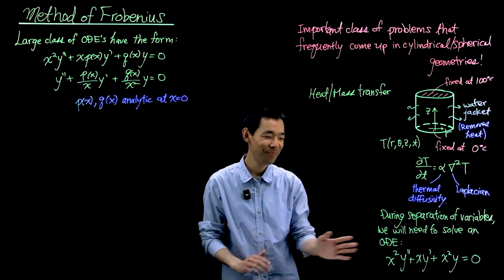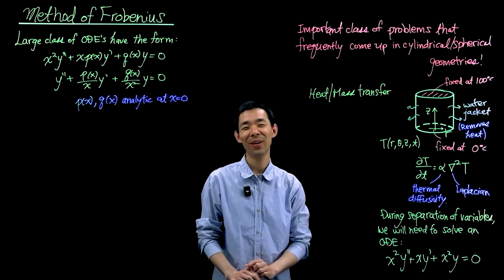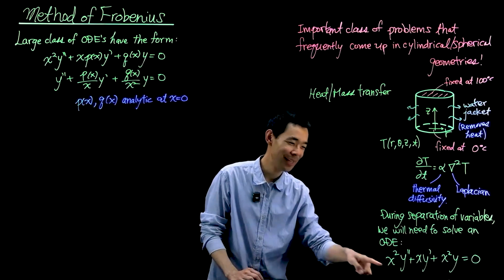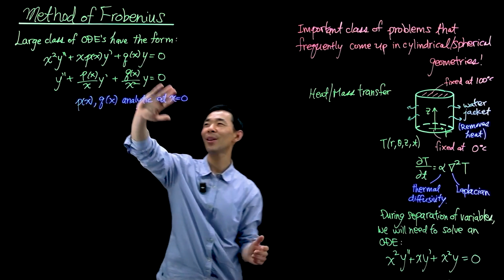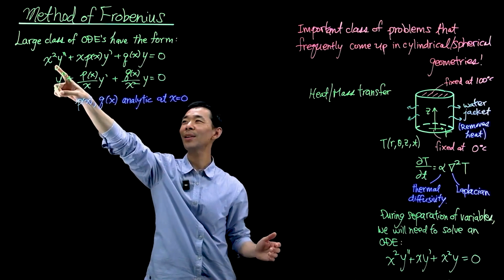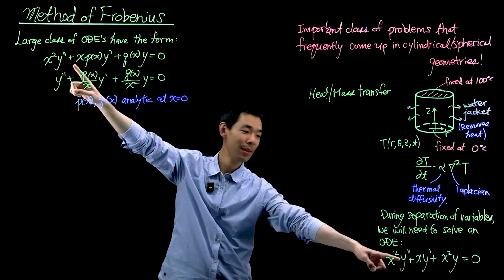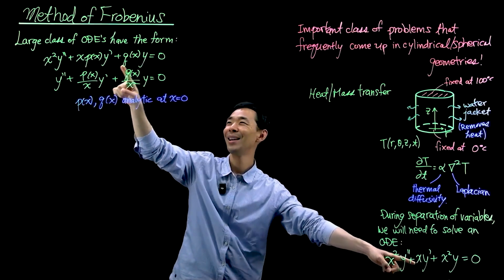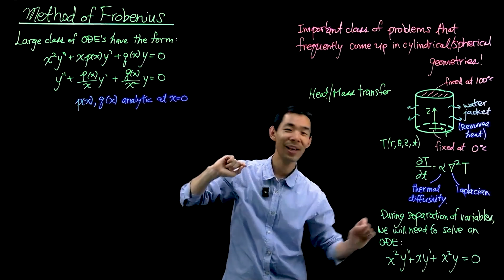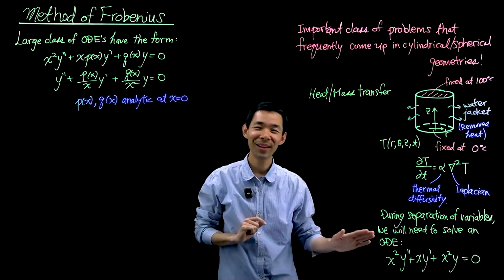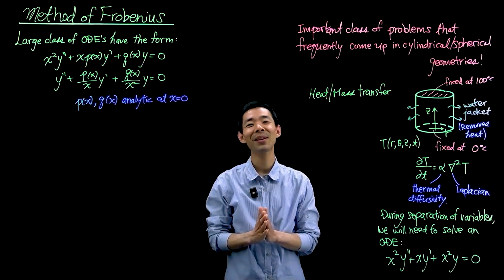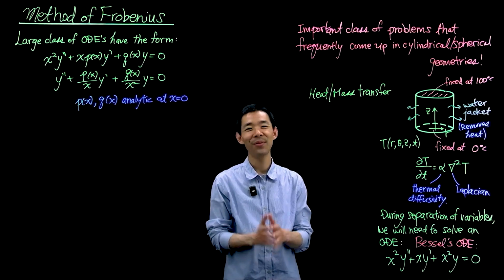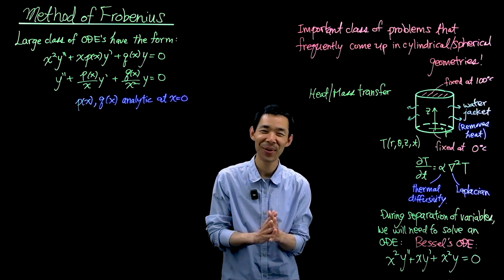And that ODE, during this procedure called separation of variables, is going to look something like this. And this ODE, all of a sudden, looks a lot like this one up here. x squared y double prime, plus x times some coefficient p of x, which in this case is 1, plus q of x, which in this case is just x squared. Now, this ODE is very famous, and it's called the Bessel's ODE. And that's what we're going to cover for the rest of today's class, solving the Bessel's ODE.